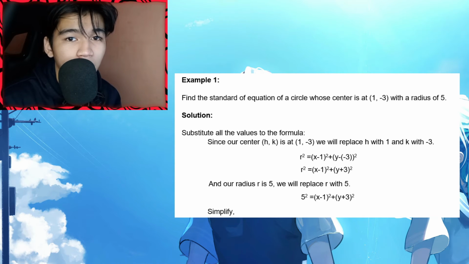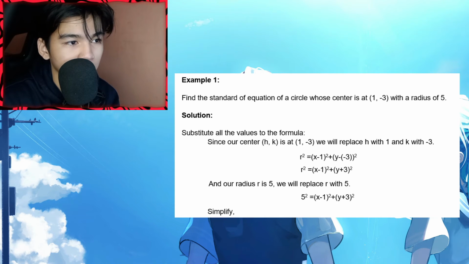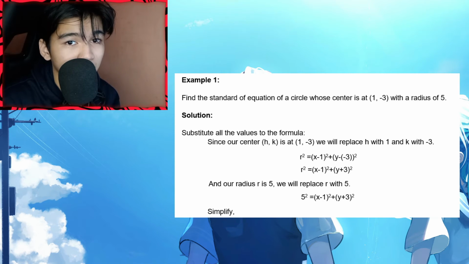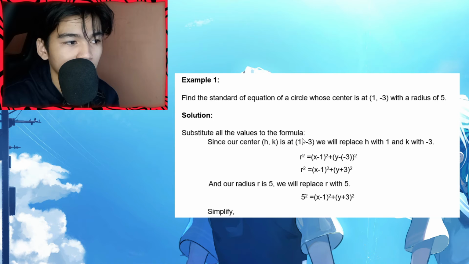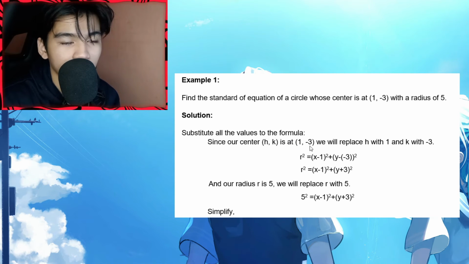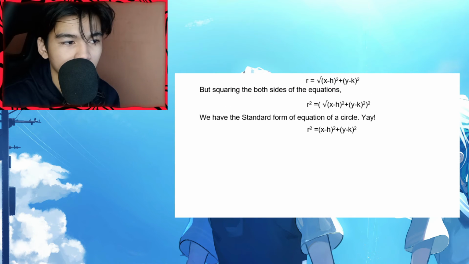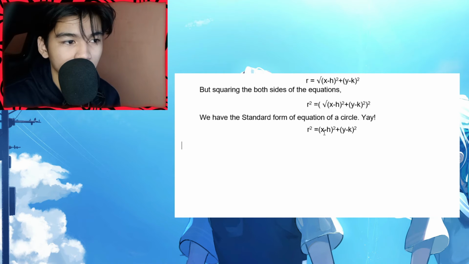So let us have our first example. Find the standard form of equation of a circle whose center is at 1 and negative 3 with a radius of 5. Note that the radius is given, so it will be easy. So solution, substitute all the values to the formula. Since our center h and k is at 1 and negative 3, we will replace h with 1 and k with negative 3. So the standard form of equation of a circle is r squared equals x minus h squared plus y minus k squared.